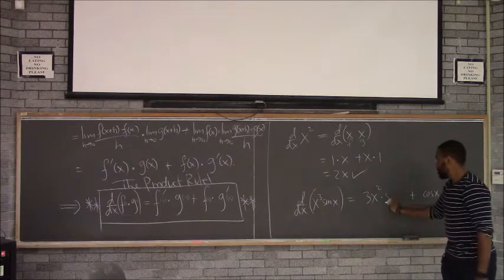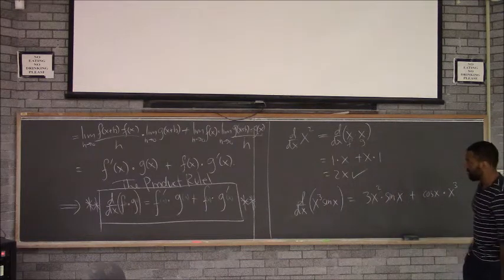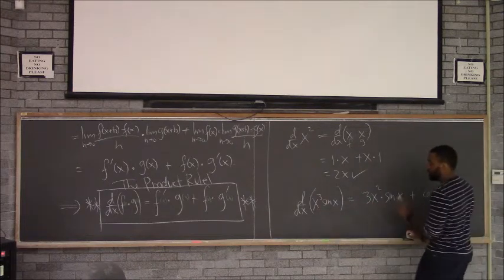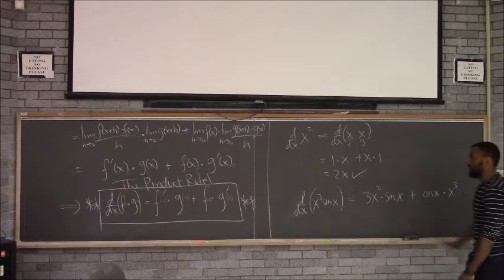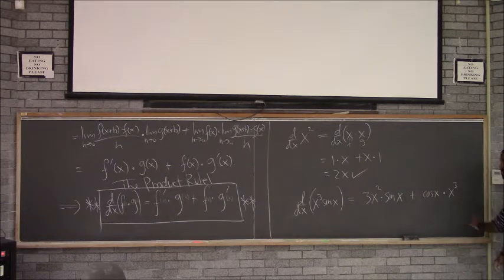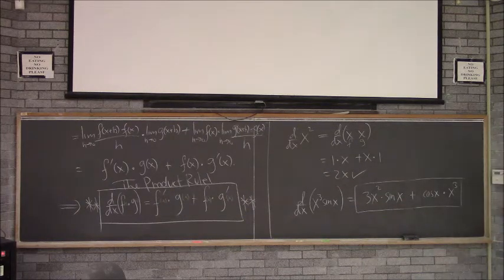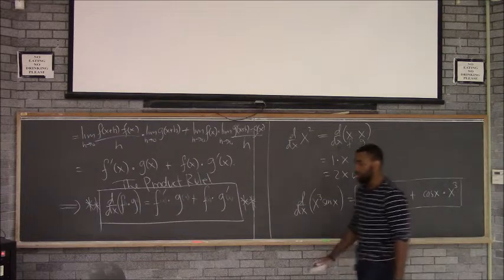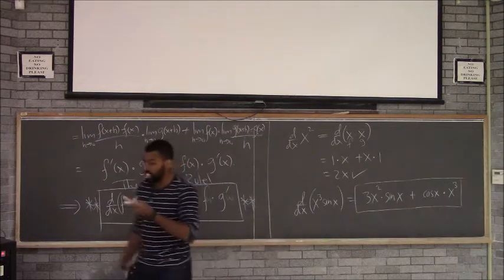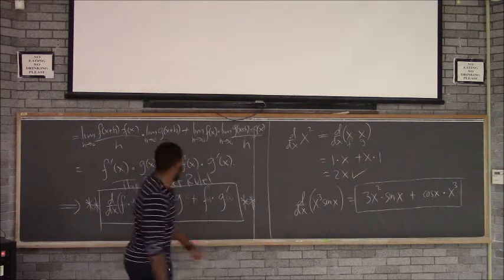Right. So you differentiate one at a time. You differentiate x cubed, leave the sine alone. Then you're going to leave the x cubed alone, differentiate the sine of x. So that's the answer. This is called the product rule. You want to differentiate a multiplication of functions, differentiate one at a time, add them together. Pro tip.